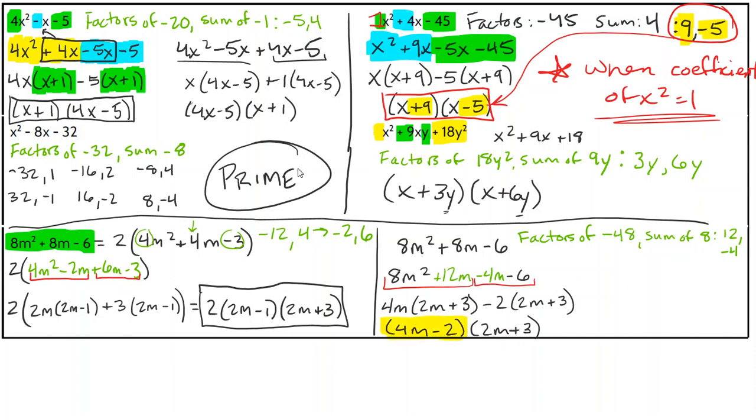But if I look at 4m minus 2, that is the same thing as 2 times 2m minus 1. So I need to look for that and pull that out, and then put that back together with the 2m plus 3. And you'll see that we get the same answer. We just have to be a little more aware of what we're looking for.